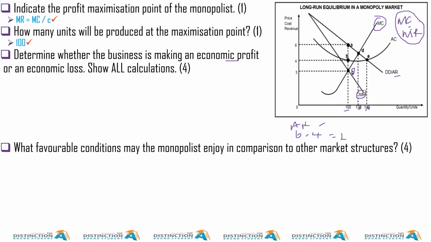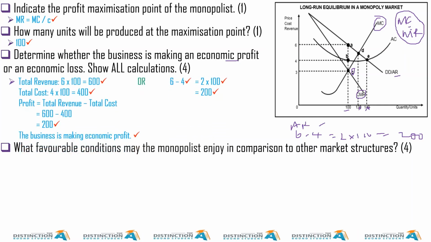So you have to prove that this is proving it, but then you have to conclude and say, therefore, the business is making economic profit. And you can then also say 2 times 100 if you want. So it will be an economic profit of 200. As simple as that. All right, so there we have it. So yes, 200, the business is making economic profit, and you can do it this way also. All right, I've shown it.